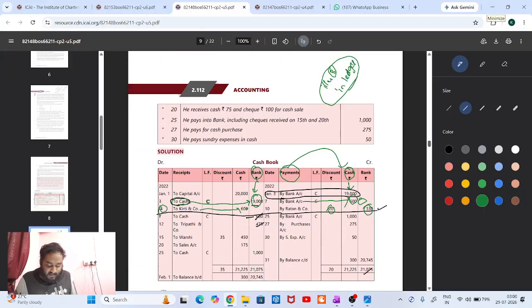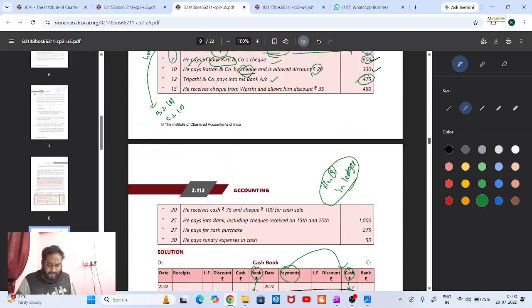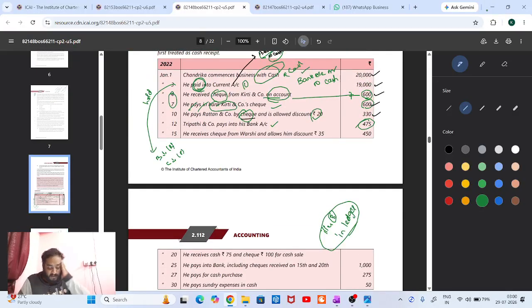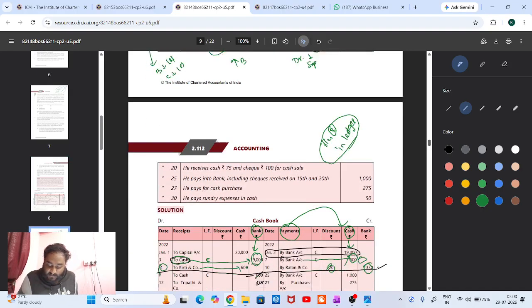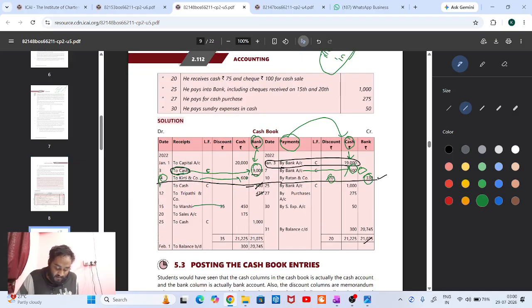Let me just complete this as soon as possible. He pays into his bank 475. Okay, this is done. He receives a check, which means bank balance increases, and allows him discount, which means debit balance since it is an expense. All expenses are debit balances. Keep this in mind.